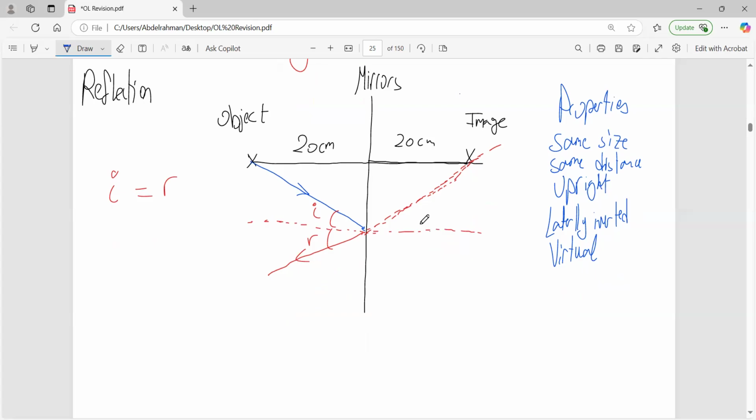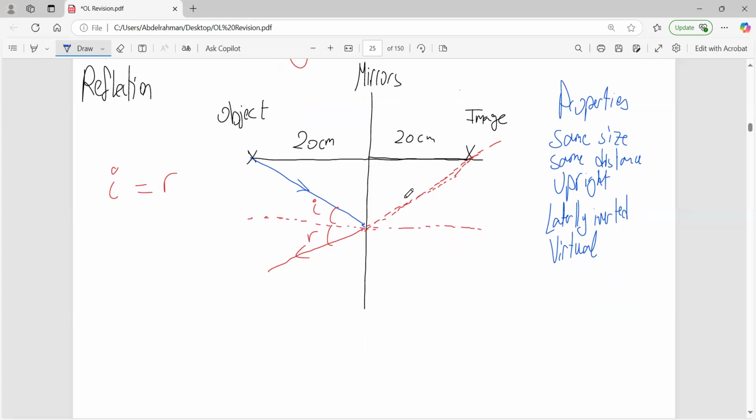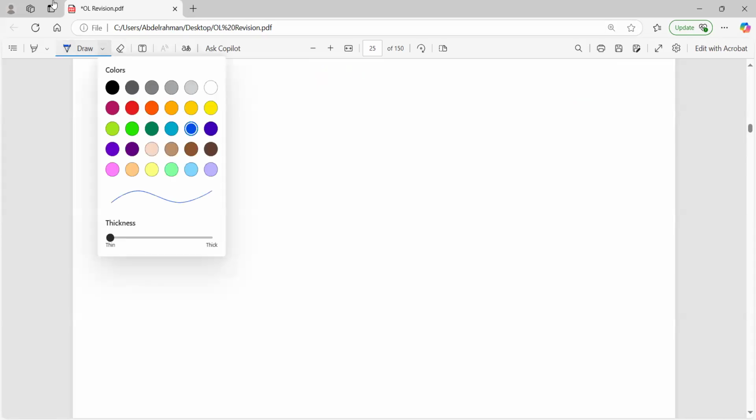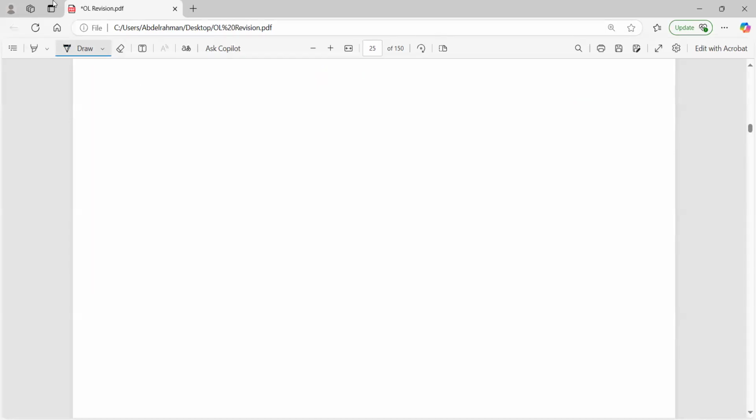So basically, this is a reflection of light waves, which are quite easy. Moving on to a more difficult part of this lesson, the refraction of light waves.